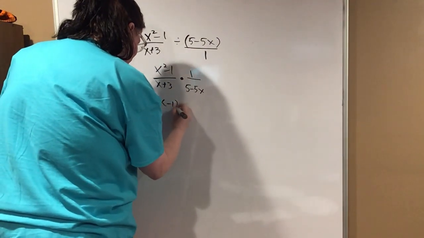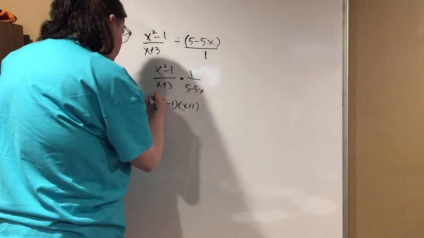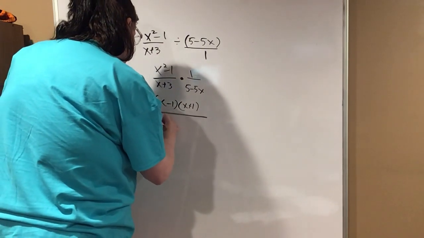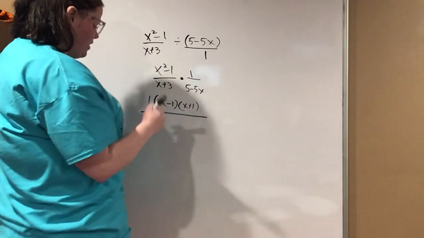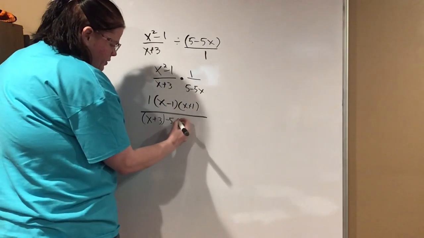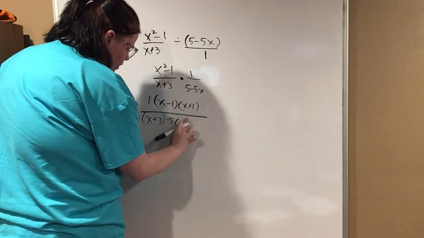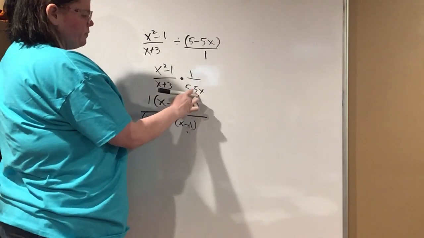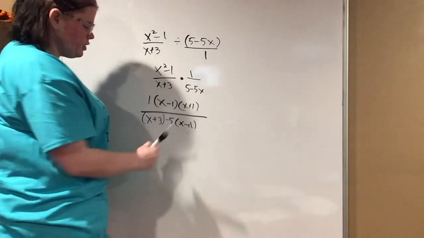X minus 1, x plus 1, and you're left with the 1 on the other side. This one can't factor, so it's x plus 3. This guy can. I'm going to take out a negative 5. So when I take out a negative 5, I can then rearrange this. And I've done x minus 1. Because when you take out a negative 5, you get a positive x, but a negative 5 from this, you get a negative 1. So I like to rearrange it.